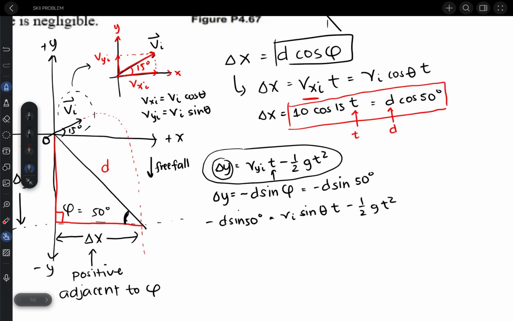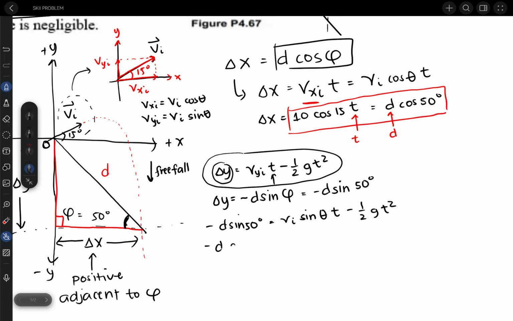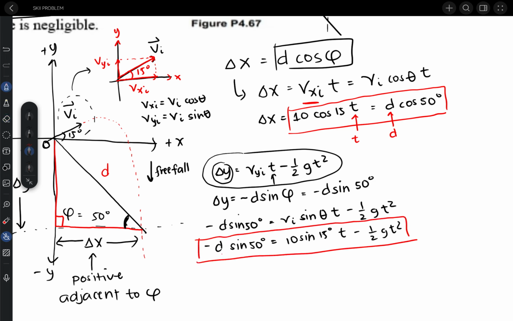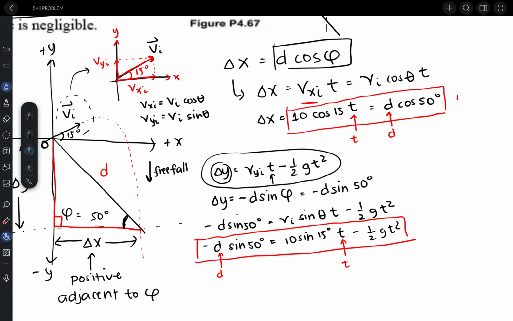Okay, and substituting all the values, we'll have negative d sine of 50 degrees is equal to, our vi is 10, sine of theta is 15 degrees times t minus 1 half gt squared. And so we found our second equation, which also has the d and t as the missing values. So you have d, and then for the t, we have t and t squared, so that makes a quadratic equation. So let us just call this one equation 1, and this one is equation 2.